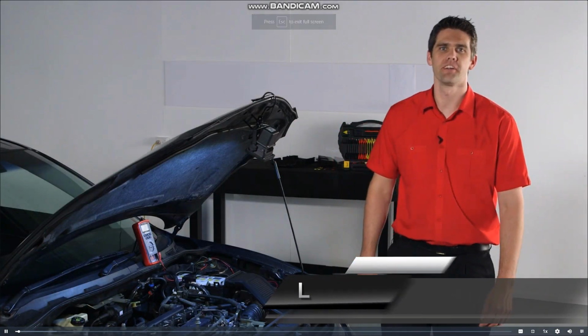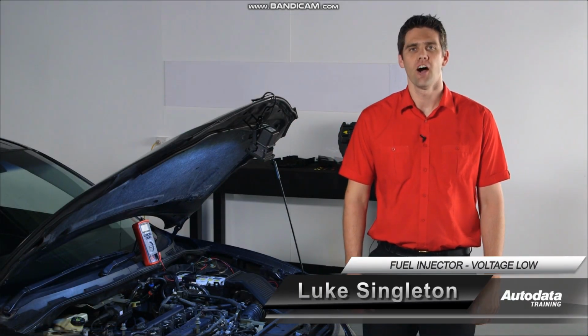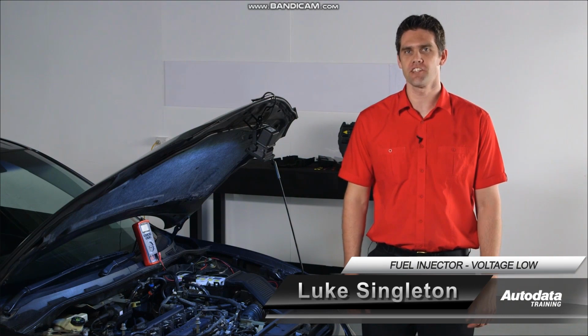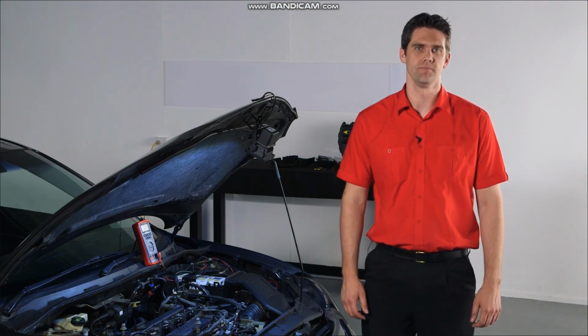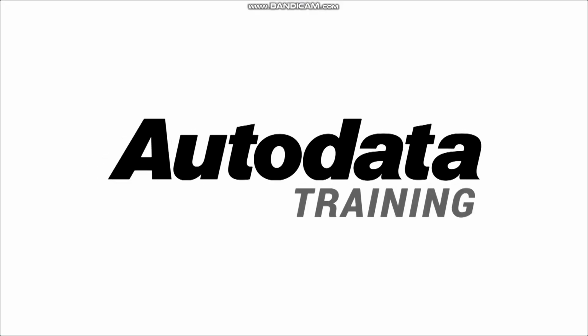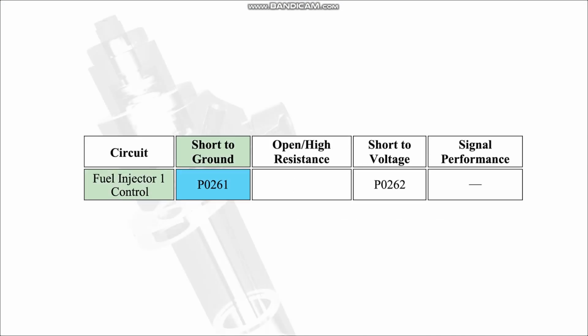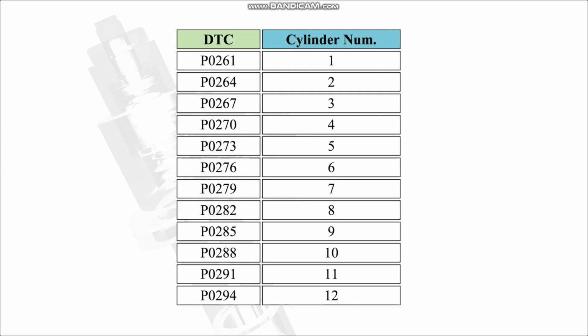Hi, I'm Luke. In this video, I'll be covering the codes for fuel injector voltage low. This DTC will set when the ECM has detected a low voltage in the control or supply side of the circuit. There will be individual codes for each cylinder from 1 to 12.